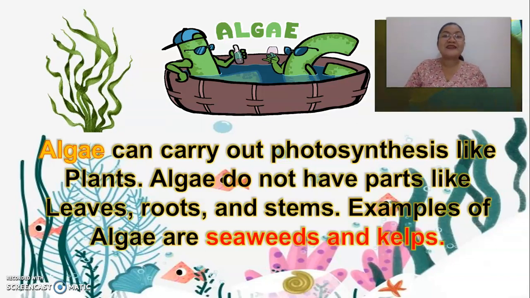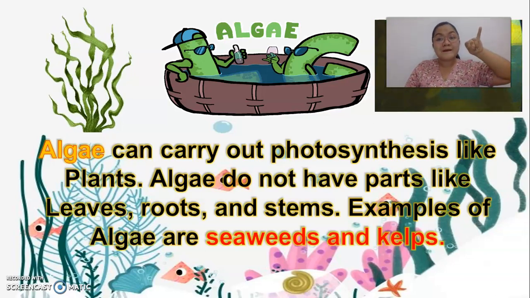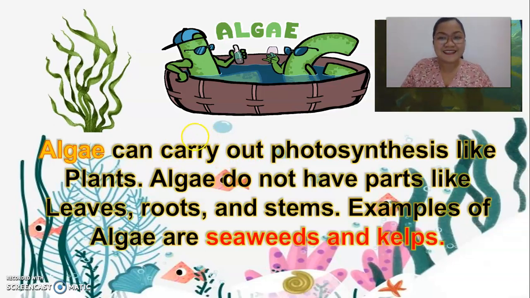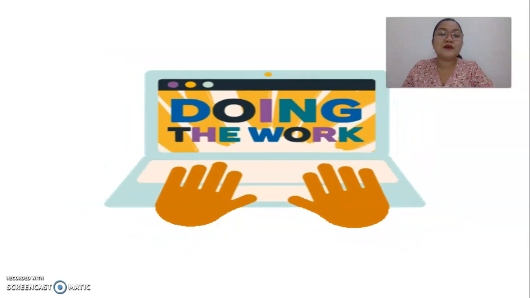Again, what are the three types of living things? We have plants, animals, and other living things. Okay, good job everyone. Let's do the work.